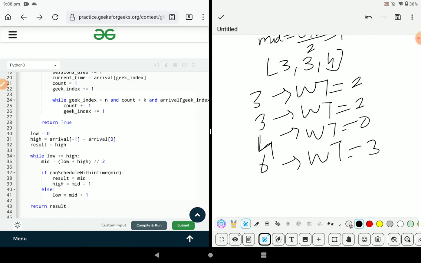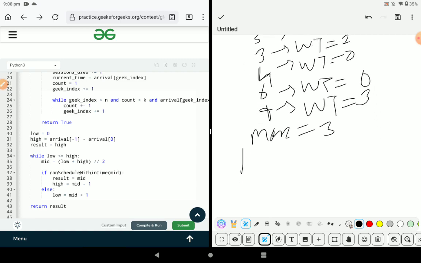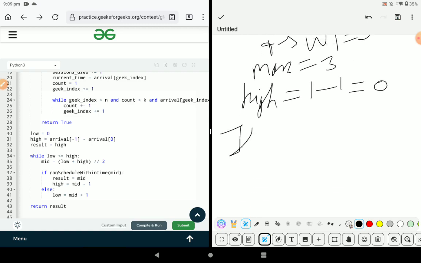Then we schedule the remaining geeks in the second session starting at time 6. For the second session, for 9 the waiting time equals 3. So the maximum waiting time observed is 3. Let's update high: high equals 1 minus 1 equals 0. So we have updated our high.